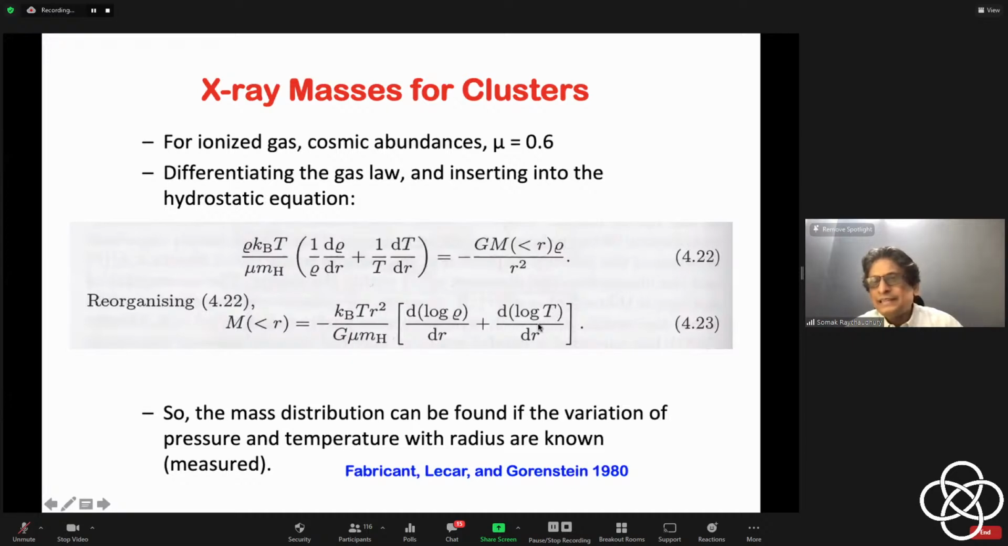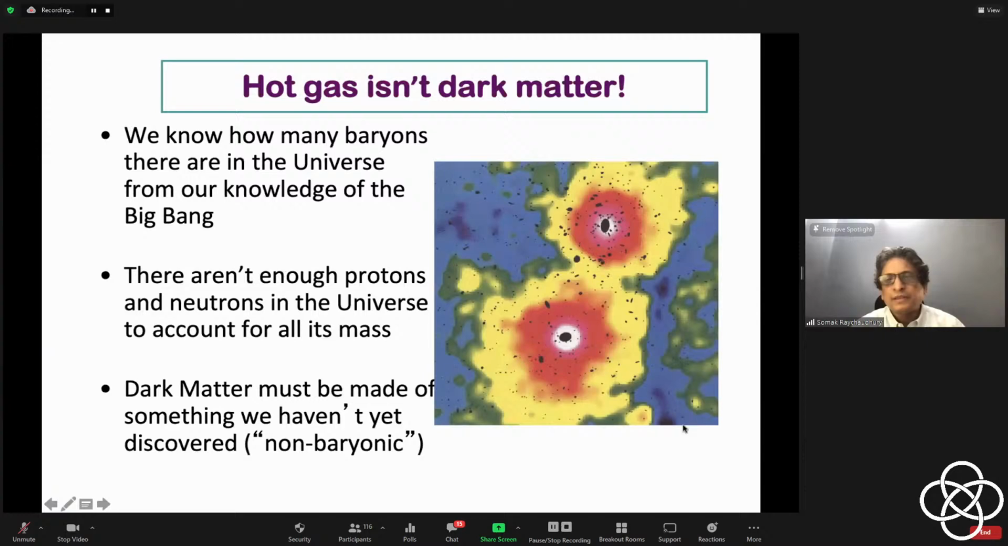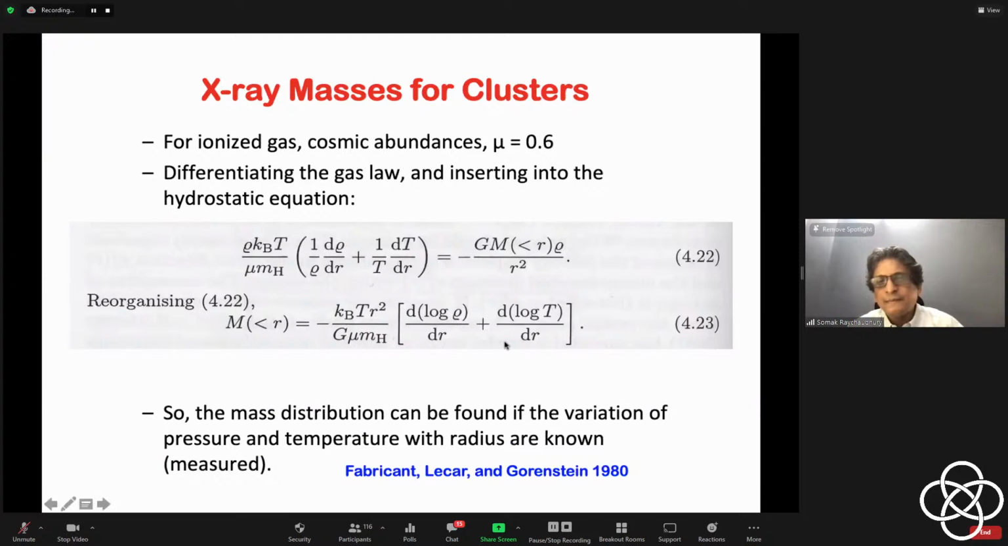So you have to have dT/dr. Here you have something like this. For example, take this cluster, that's the central galaxy. From here, you can go in circles and find the temperature at each radius, averaged around an annulus. Similarly, you can measure the density, and you can put these things in and get the mass. Once this was done in the 1980s, people realized that they were getting the same mass for clusters, in the 10 to the power 15 solar mass range, as Zwicky got in the simple virial theorem calculation.